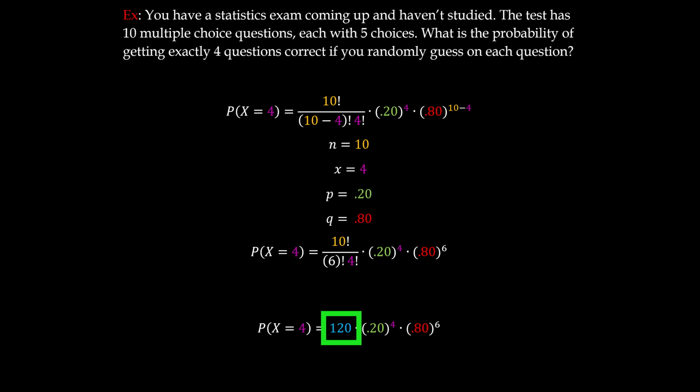This means there is 120 different ways that we can get 4 questions right and 6 questions wrong. By randomly guessing on every question, there's a 5% chance that you will get 4 of the questions correct.